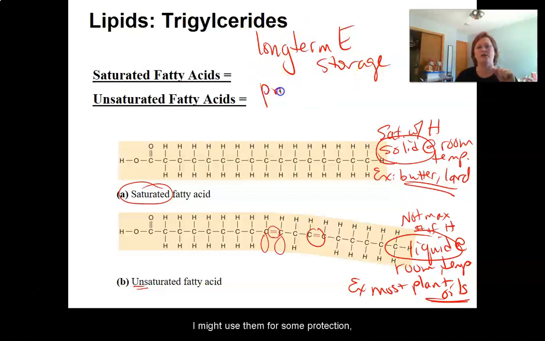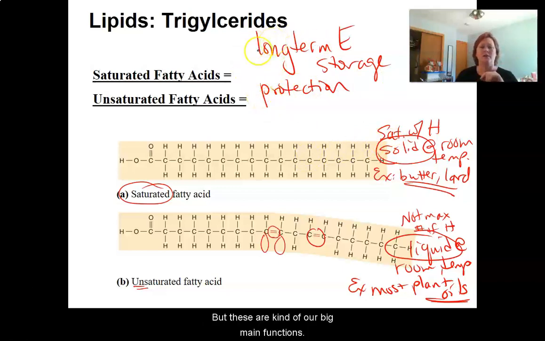I might use them for some protection. There's a fat pad around your kidneys, for example. If you like to swim, they give you buoyancy, maybe a little padding if you fall. But these are kind of our big main functions.